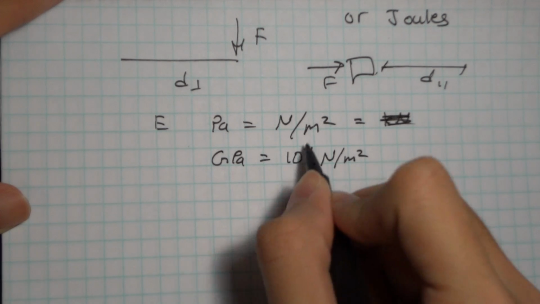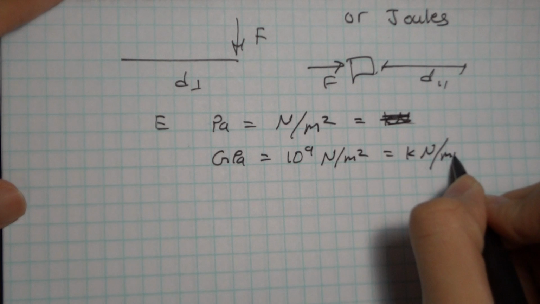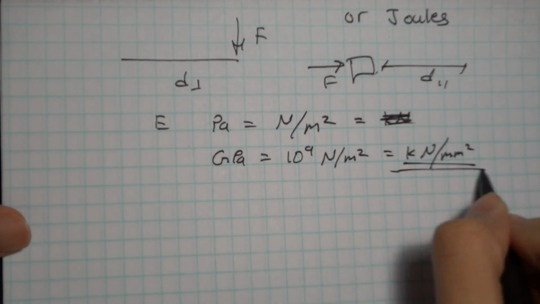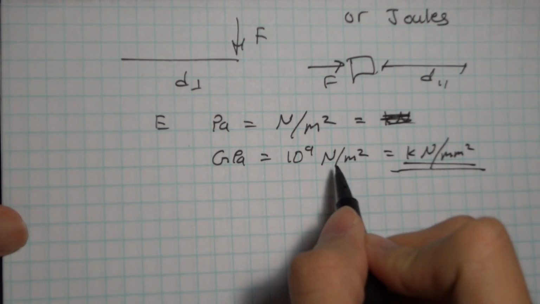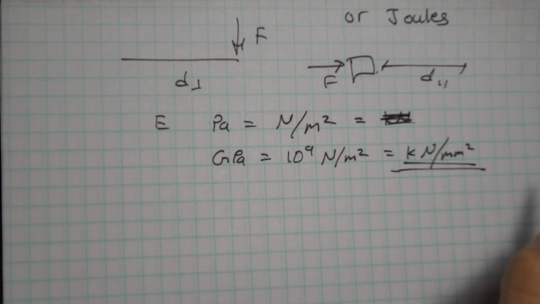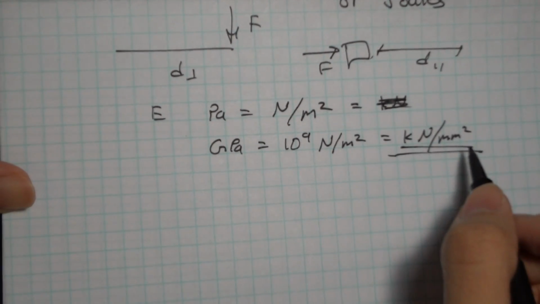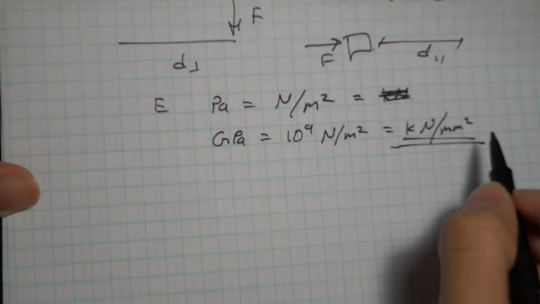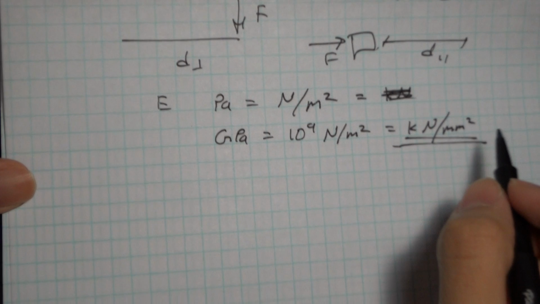But you can get rid of this 10 to the 9th because it happens to be equal to a kilonewton per millimeter squared, and this is actually the unit that you will be using. You normally don't express gigapascals in newtons per meter squared times 10 to the 9th. It's usually expressed in kilonewtons per millimeter squared, because your area is usually measured in millimeters. Your moment of inertia is usually measured in millimeters, so this ends up becoming a handy unit. And also your load tends to be in kilonewtons, so that works out well.